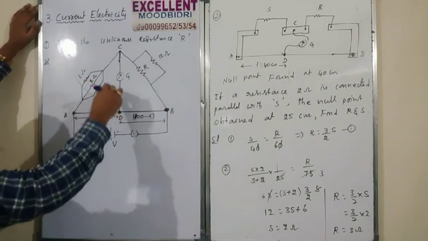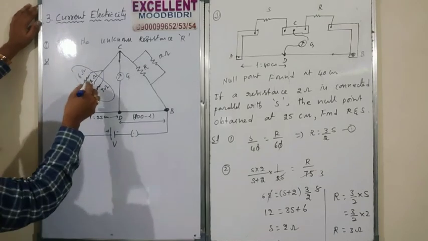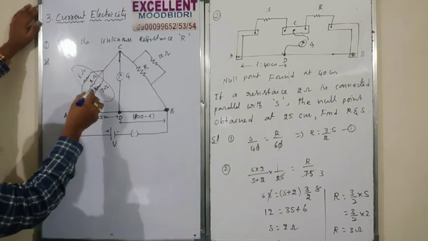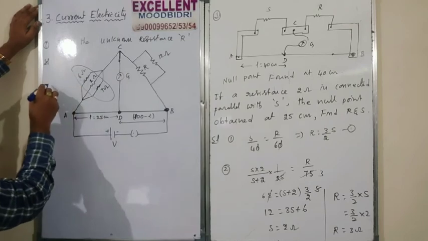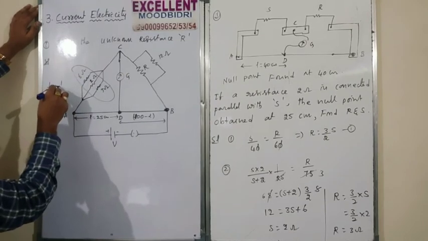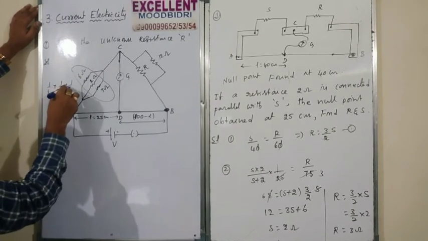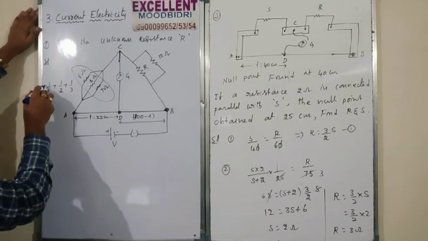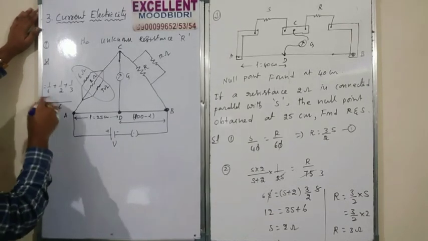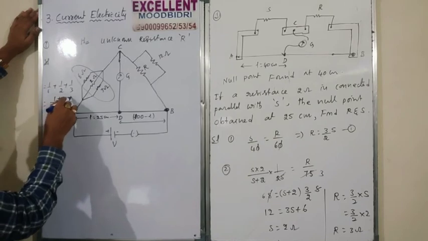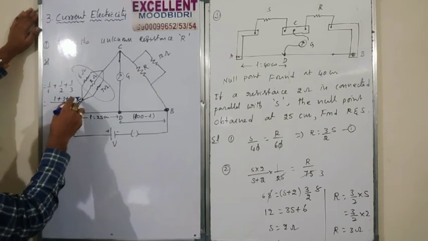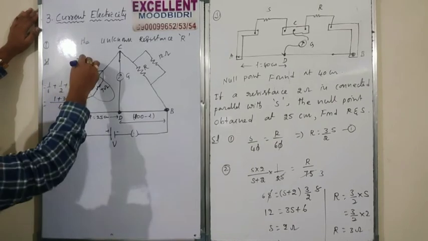Now this one you have to find. This is a parallel combination, right? So how much will it come? 1/6 plus 1/2 plus 1/3. The LCM is 6, so 1 plus 3 plus 2, that is 6/6, which is equal to 1. So it is 1 only here.